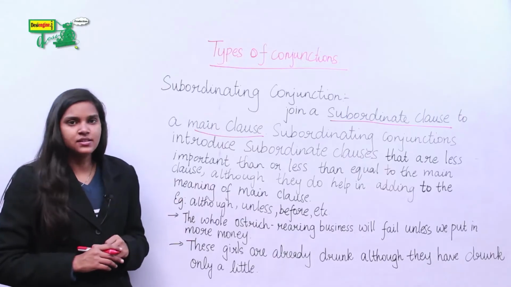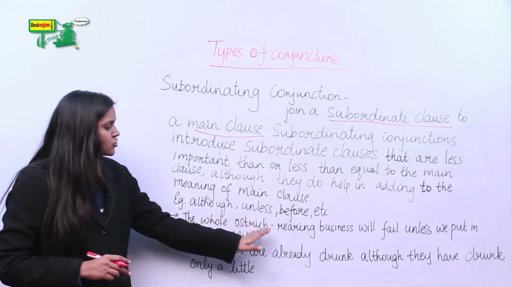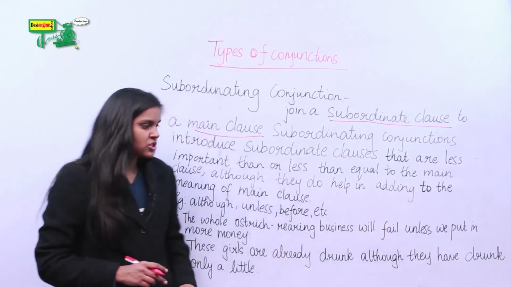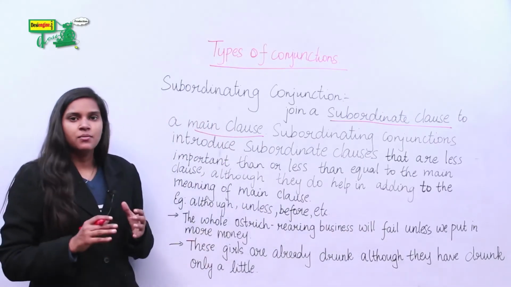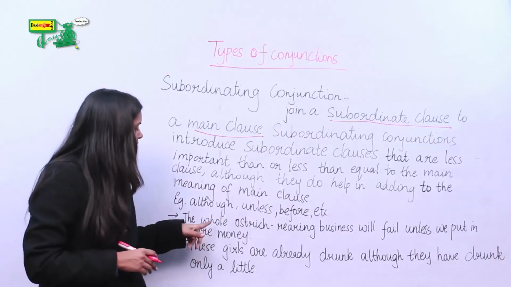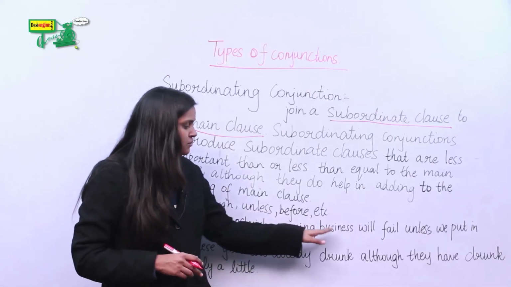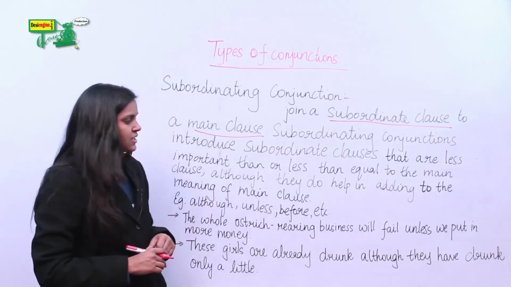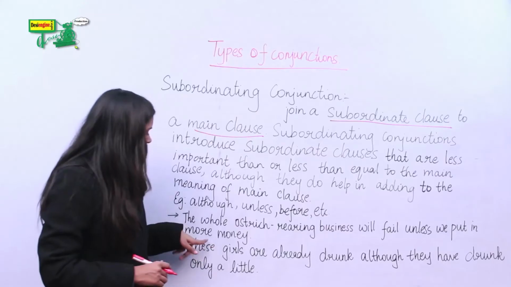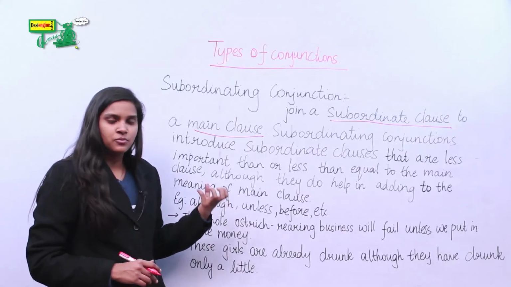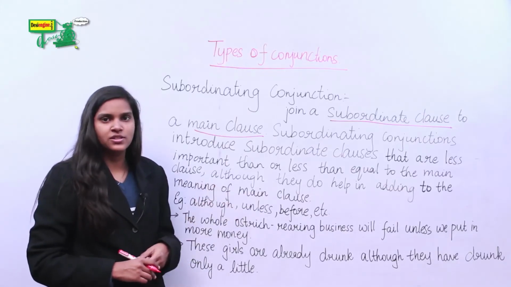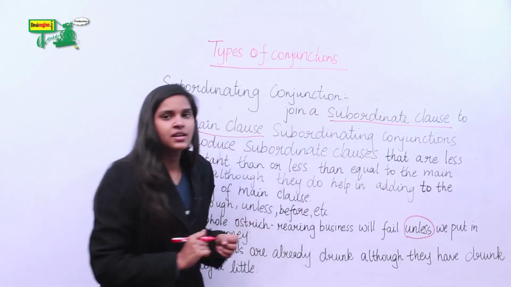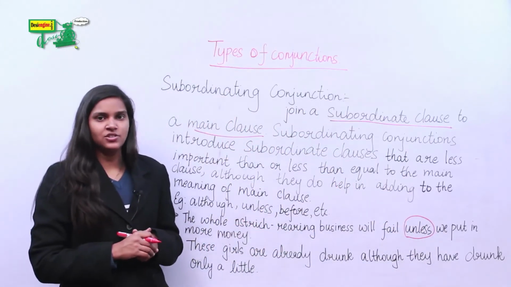Here the sentence is, the whole ostrich rearing business will fail unless we put in more money. The main clause in this sentence is, the whole ostrich rearing business will fail. And the subordinating clause is we put in more money. The word joining these two clauses is unless, and that is our subordinating conjunction.